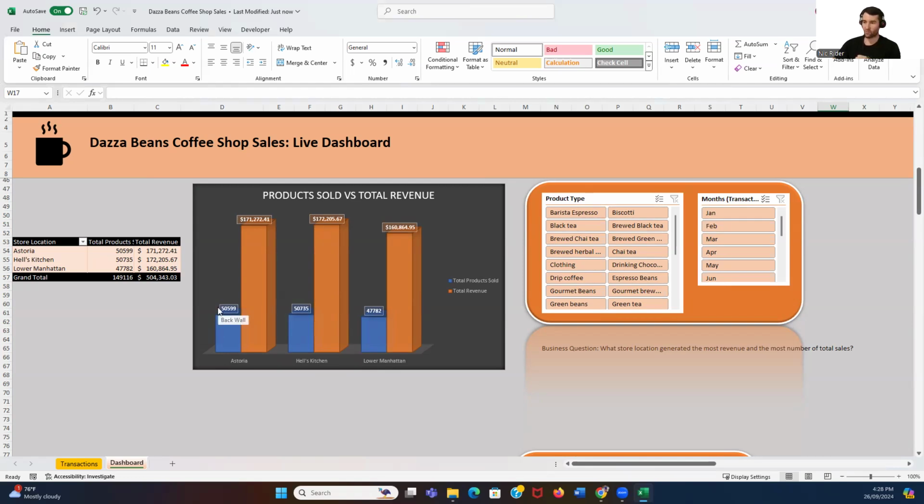So there's quite a strong relationship between the total quantity sold and the total revenue, because you can see that all three totals are pretty close here, and all three quantities sold are pretty close. So if he can sell more, obviously, he's going to make more money.